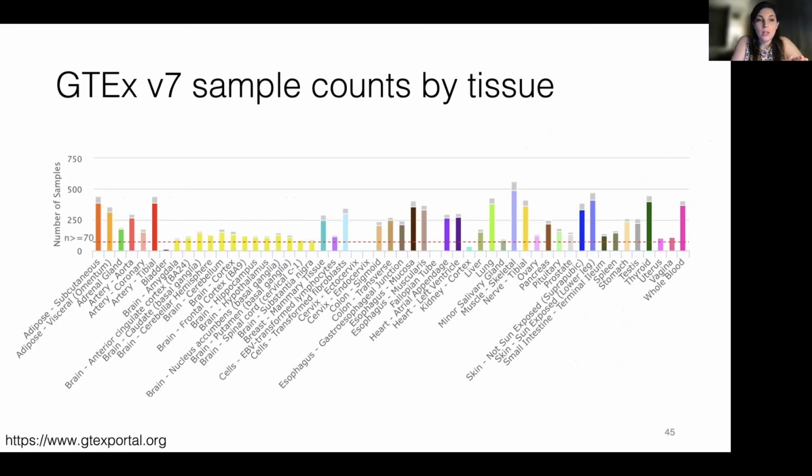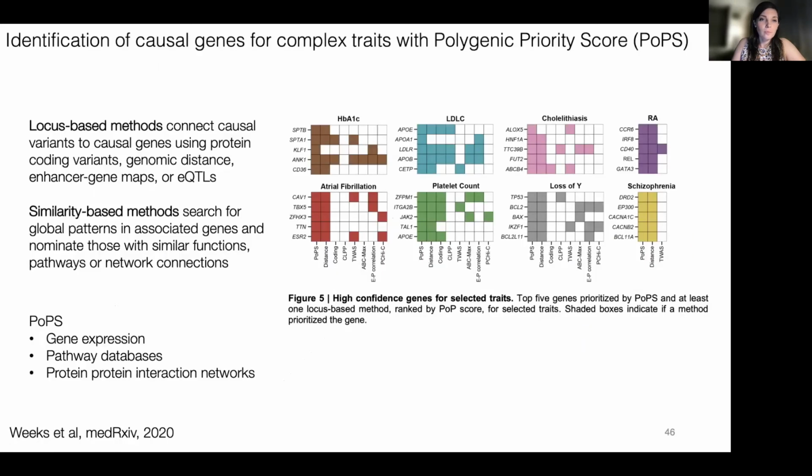And this is that same color coordination for the different tissue types for the number of samples on the y-axis. So they have fewer brain samples, but quite a lot of adipose and artery and muscle and other relevant tissues depending on what disease you're interested in.